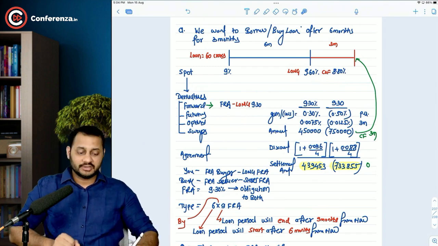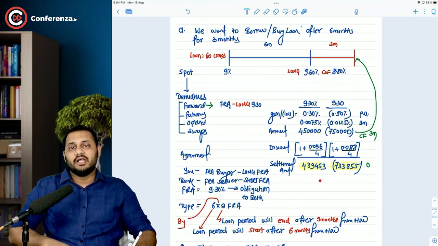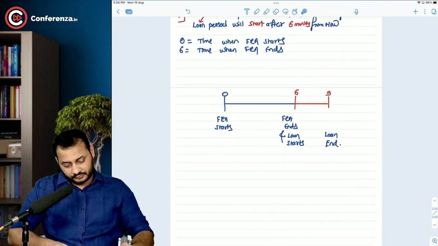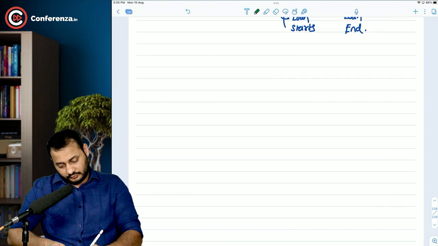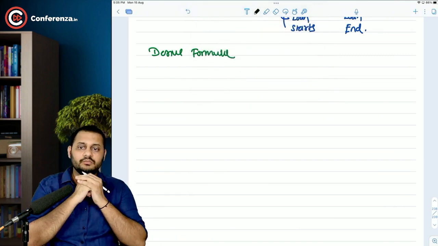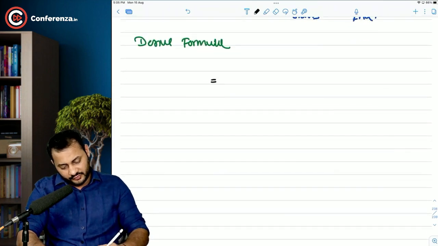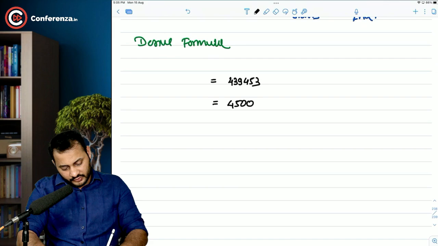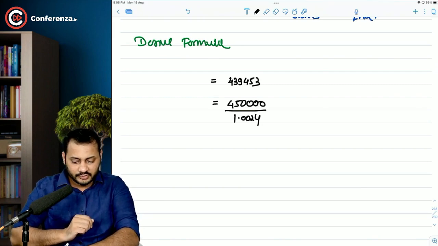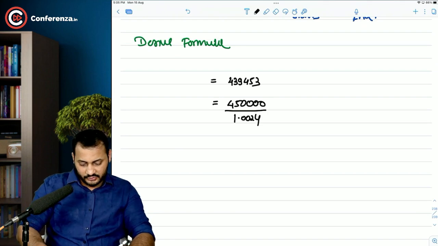The story is over. Now the question is how to calculate this entire settlement amount with the help of the formula, right? You will have to understand the formula, create a formula with that. Okay. Let's derive it. So the amount was 439,453. It was calculated. We are going just reverse. 4,50,000 divided by 1.024. Am I right? It was discounted by us.